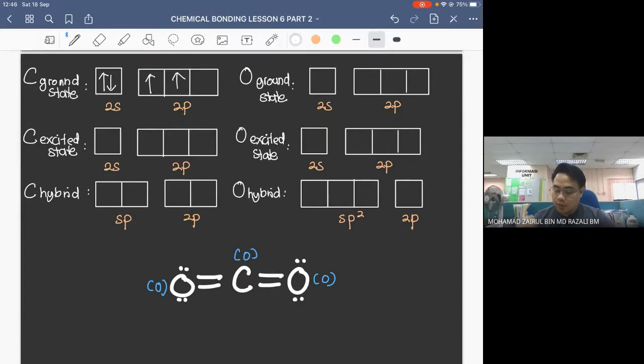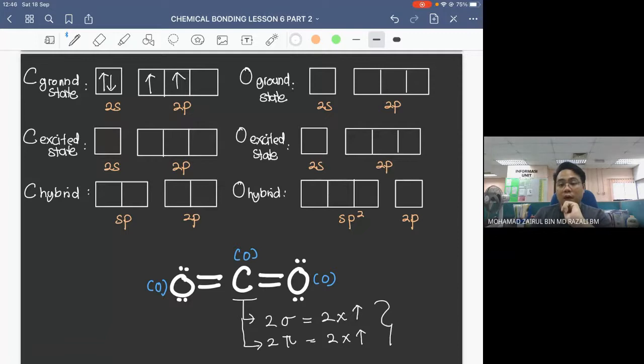So if you look at the carbon atom, awak akan ada 2 sigma, awak akan ada 2 pi. 2 sigma bersamaan dengan 2 unpaired electron, and 2 pi bersamaan dengan 2 unpaired electron. So total unpaired electron yang awak memerlukan supaya carbon itu boleh form CO2 adalah 4. Tapi kalau awak tengok dekat ground state, carbon ini hanya ada 2 unpaired elektron. So macam mana nak dapatkan 4?